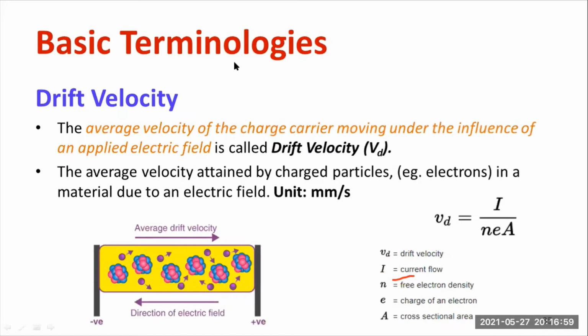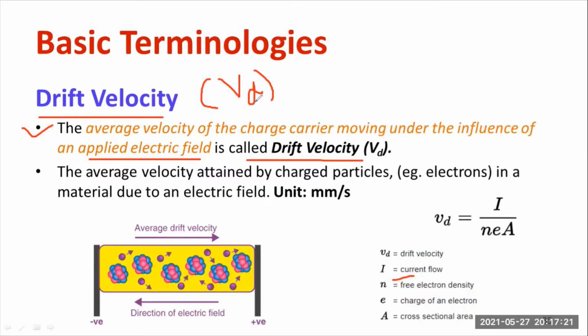Now I would like to discuss one of the important terminologies used in electrical engineering, called drift velocity. What do you mean by drift velocity? It is represented by the letter Vd, V subscript d. The average velocity of the charge carrier moving under the influence of an applied electric field is called drift velocity. It is the average velocity attained by a charged particle, for example electrons in a material, due to an electric field. The unit of drift velocity is normally millimeter per second.